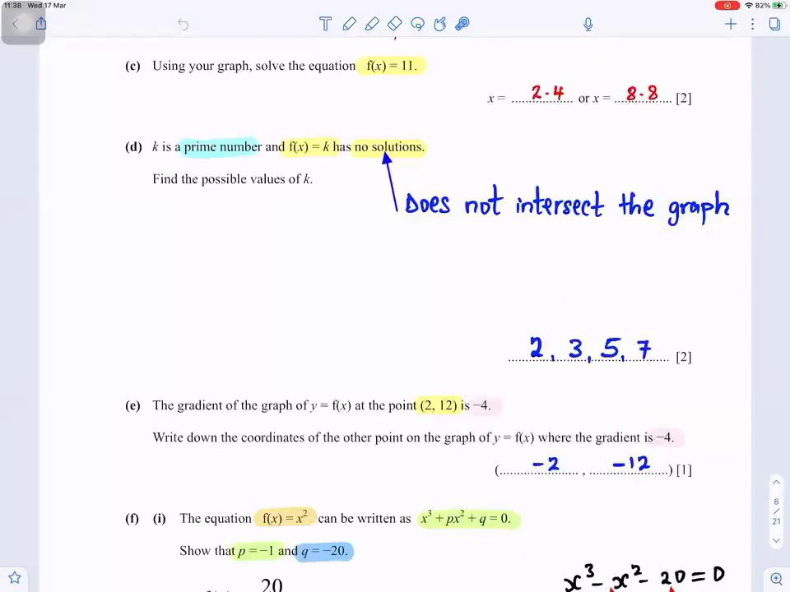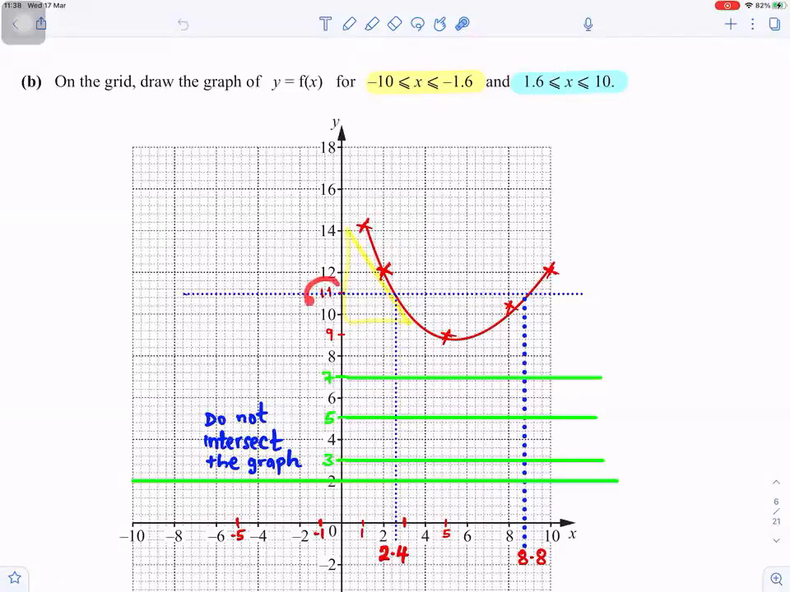So for part C, using your graph, solve the equation f of x equals 11. So looking at the graph, we come to this point where we have 11 there, and we draw a straight line. Where does the line meet that curve? At 2 points. And we follow that dotted blue line to the bottom. One of the answers is 2.4. Follow the dotted blue line, the other answer is 8.8. So you draw a line at f of x equals 11, where it meets the curve in the 2 places. You follow the dotted line to the x-axis, it is 2.4. Follow that one, it is 8.8. So that's the 2 answers, 2.4 and 8.8.